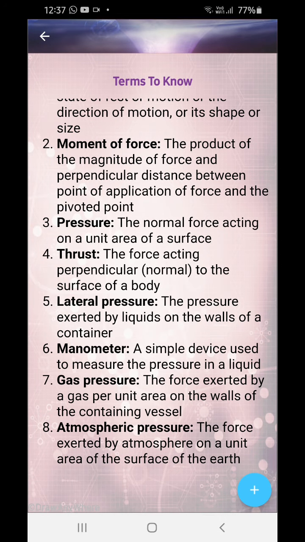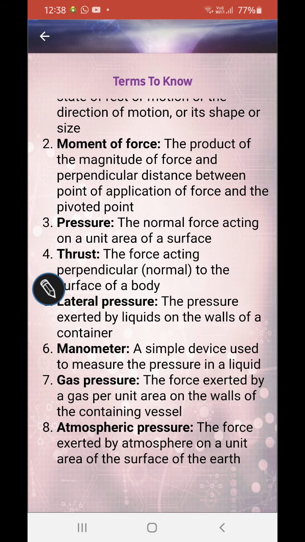Now what is atmospheric pressure? The force exerted by the atmosphere on the unit area of the surface of the earth. Now why do we not feel the atmospheric pressure? Atmosphere is all around us, air is all around us. Why don't we feel the pressure? Because our blood pressure is also there. The blood pressure present in our body and the atmospheric pressure are almost the same. The blood pressure is always maintained.